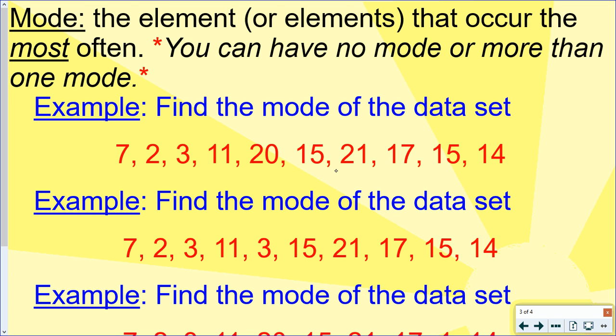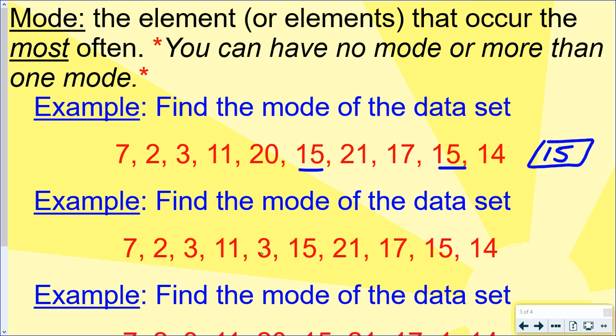So in this data set, when I look at this, I see that I have two 15s. So there's a 15 here and a 15 here, and nothing else repeats. So there's more 15s than anything else. So the mode of this, the number that occurs the most, is 15. All right, let's look at this next data set.